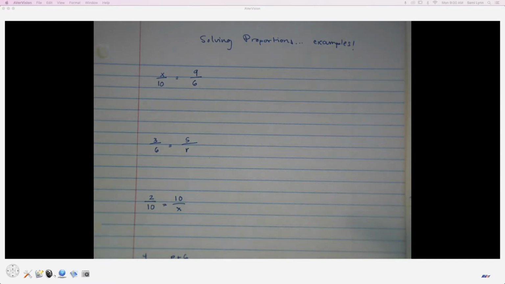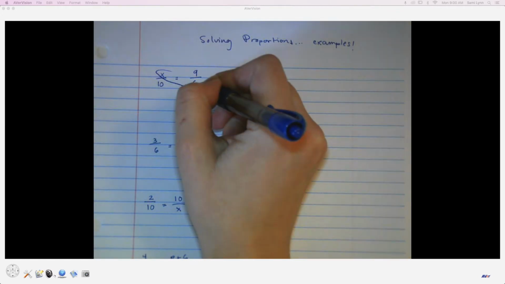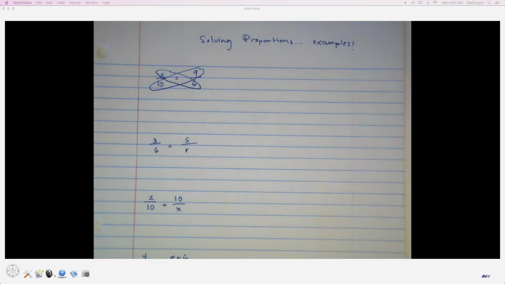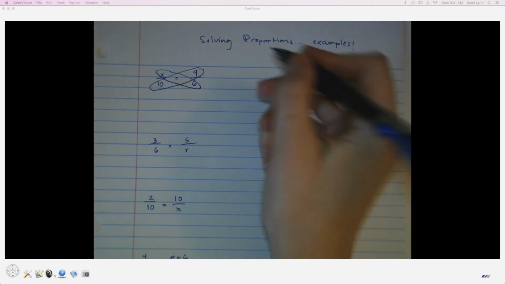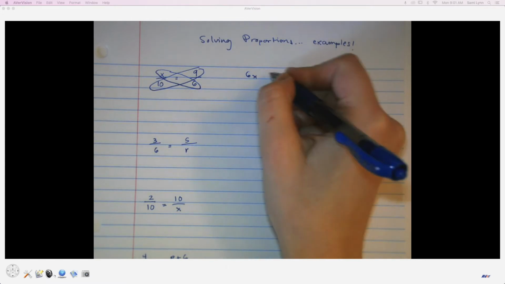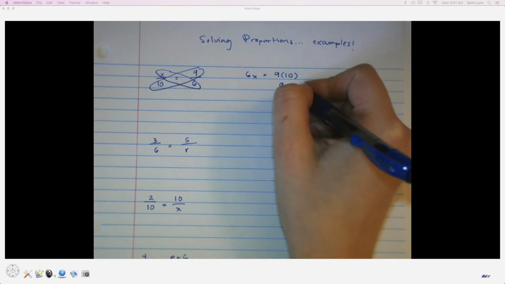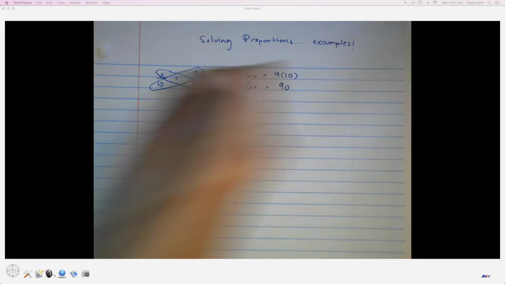So how do we solve proportions? We use this nifty tool called cross multiplication. And you should have watched a School Yourself video on that. So let's just jump right in. How do we cross multiply? Well, it's just like it sounds. We are going to multiply the numerator by the denominator on the opposite side of our equation. So this is going to turn into 6x equals 9 times 10, which is 90, equals 6x.